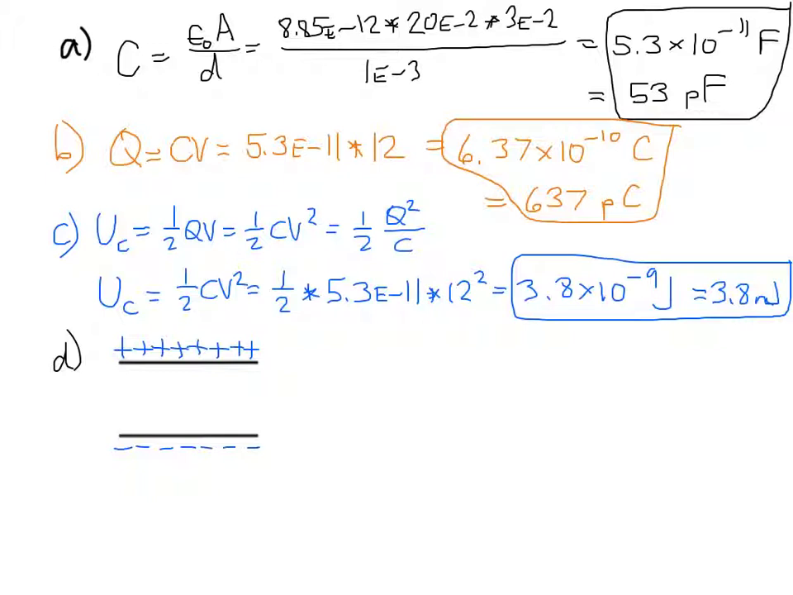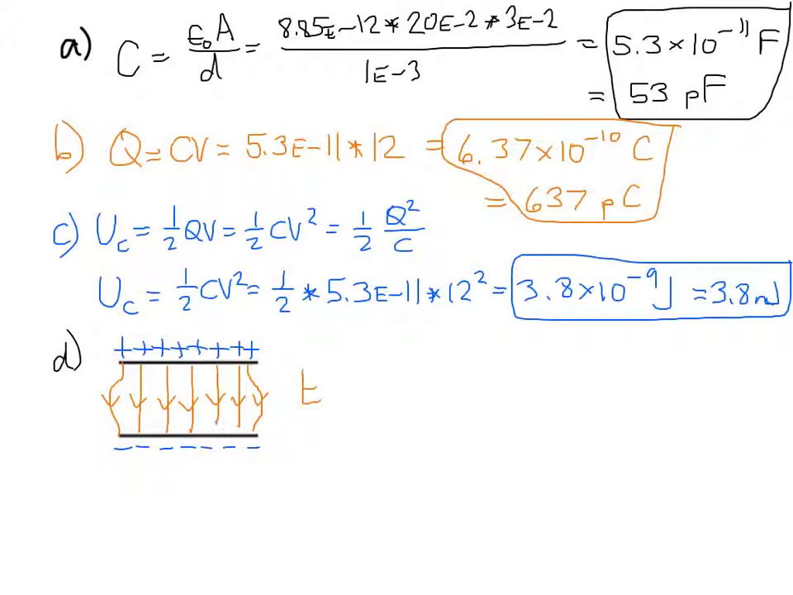So the electric field just goes from positive to negative, so we'll just draw some parallel lines going straight downward. On a true capacitor, the outer lines tend to bow out slightly like that. But for the most part, the lines are going to be parallel.